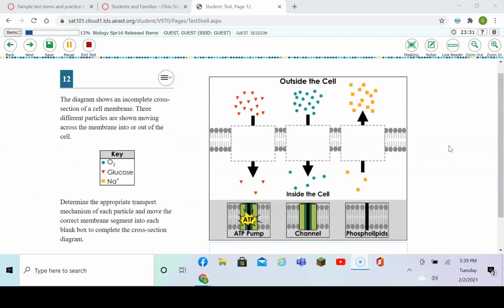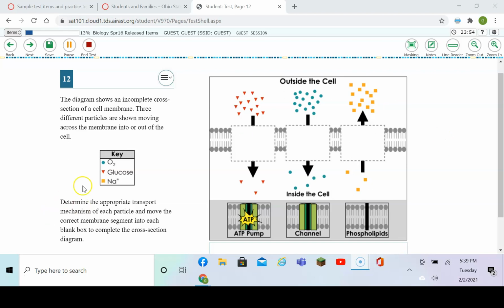Students, pay very close attention to this question. It shows up on every state test in some shape or form, and it's not hard. It's one we've gone over, and I know you can do it. The diagram shows an incomplete cross-section of a cell membrane. 3 different particles are shown moving across the membrane into or out of the cell.